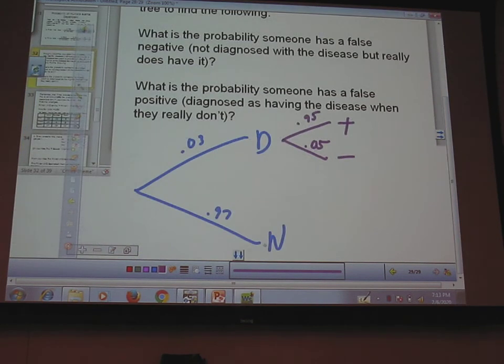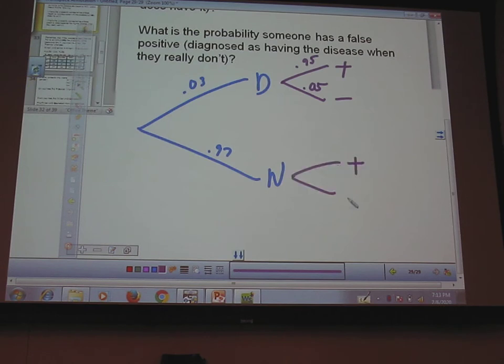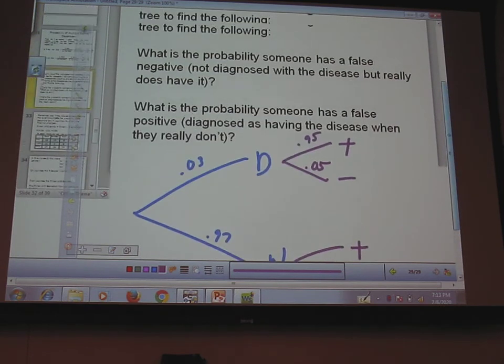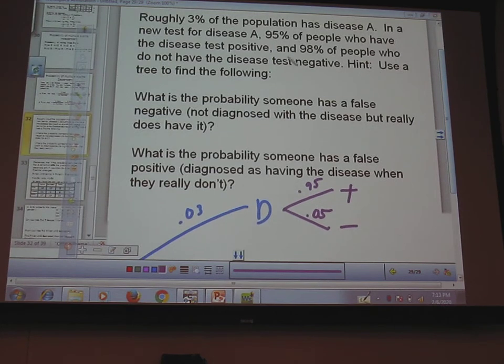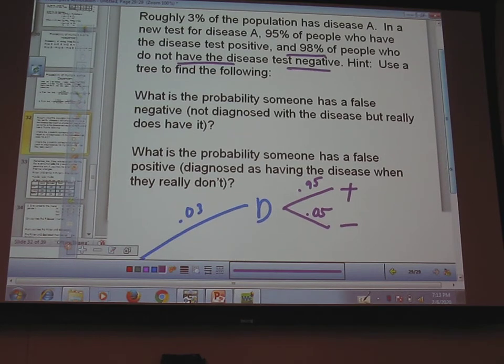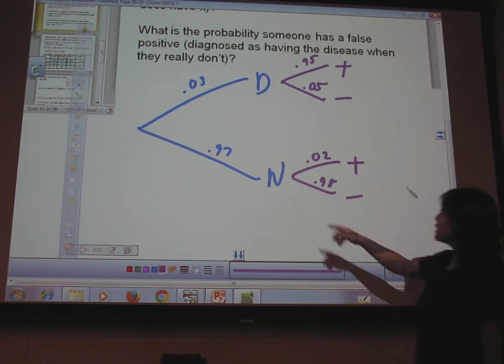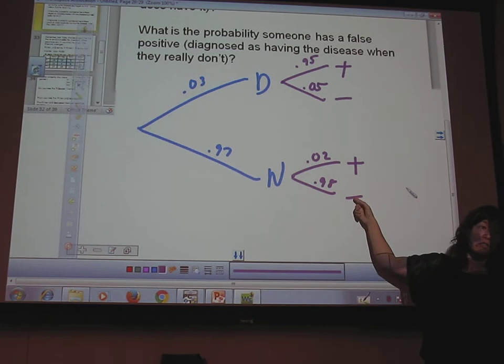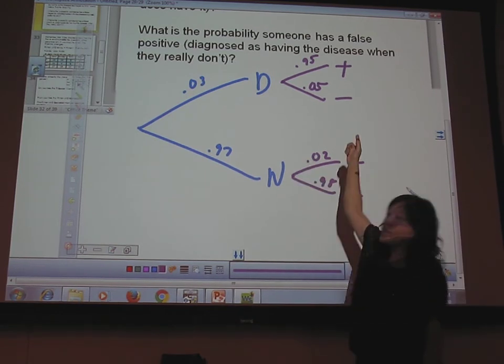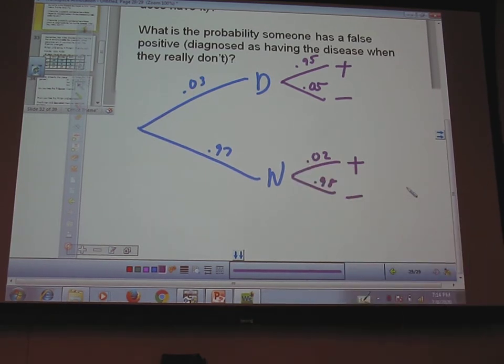This one here, what percent tested positive? Or negative? It was negative? Like it said, 98% of those who do not have the disease test negative. Do you guys see that one? So it means if you don't have the disease, there's a 98% chance you test negative. So if you don't have the disease, you want to test negative for the disease. If you have the disease, you want to test positive for the disease. That's how things should go, right?